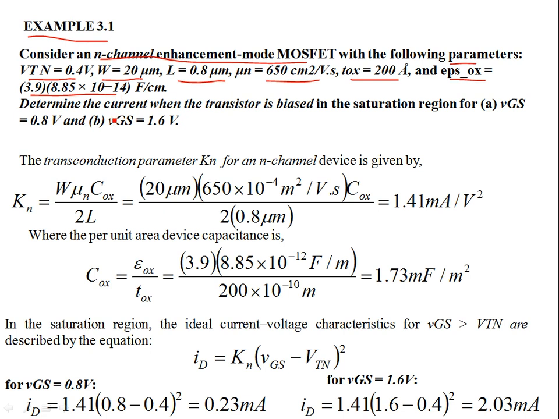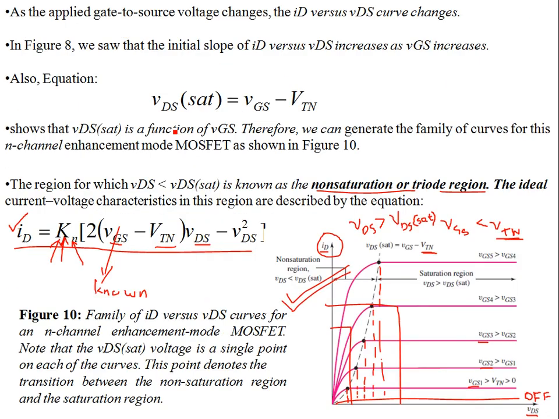So what you need is to determine the current that flows through the transistor when it is biased in the saturation region. Okay, so there are two parts. VGS for one is 0.8 volts, and the other is 1.6 volts. So what it says is that you have two VGS. Okay, so you will have two family of curves like this.